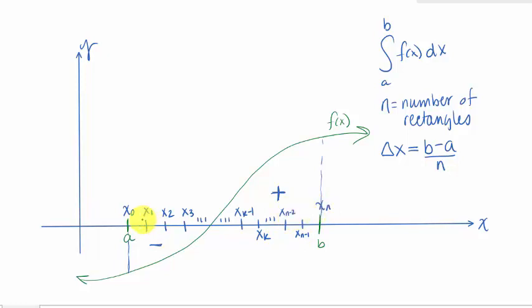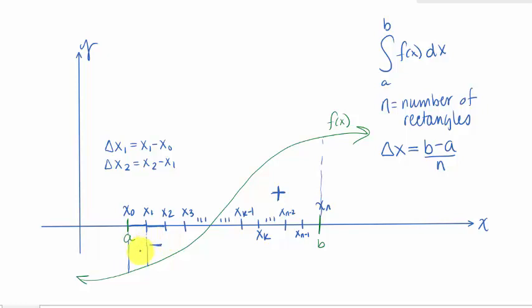Our first delta x would be right here, and the way we compute that delta x sub 1, the width of our first rectangle, is x sub 1 minus x naught. The second width, delta x sub 2, is going to be x sub 2 minus x sub 1. Remember, these are all of uniform width, so we don't have to worry too much about labeling all of these.